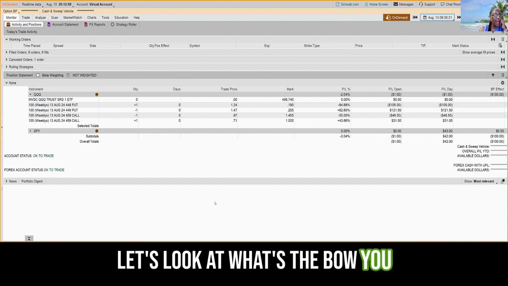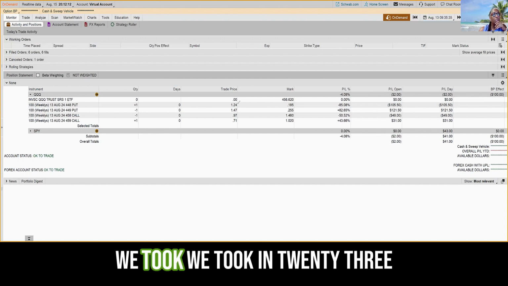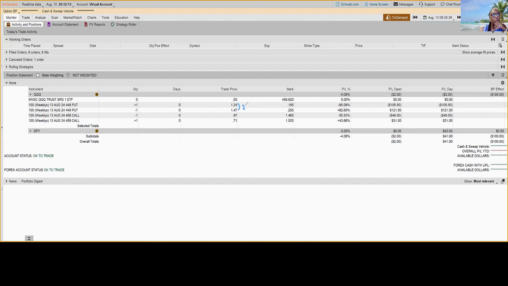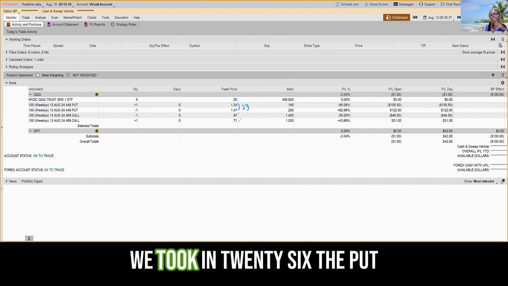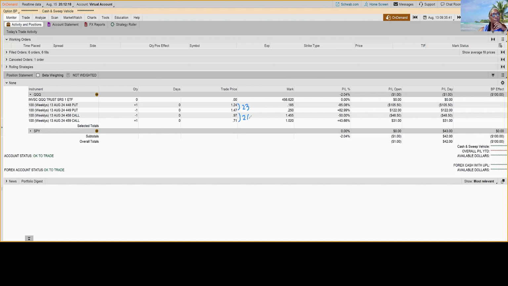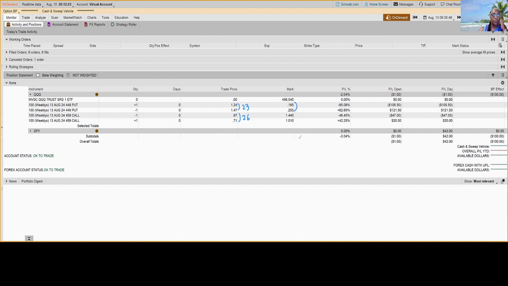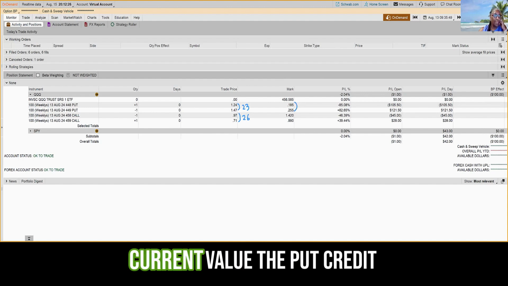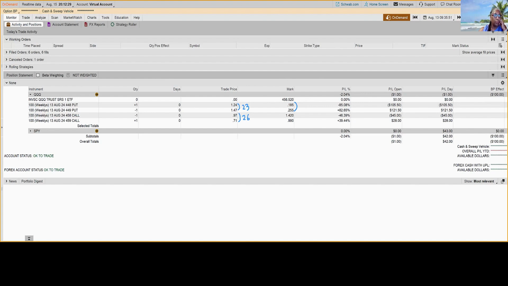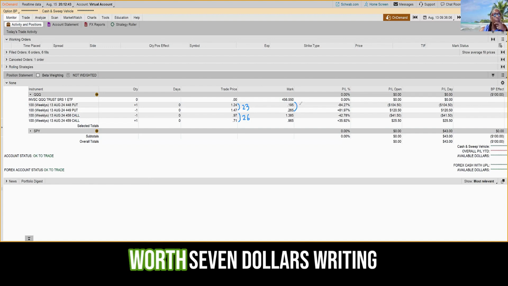Okay, so here we are. Let's look at what's the value here. We took in 23. We took in 26. The put credit spread, what is this worth? Current value of the put credit spread. Yep, it's worth $7.